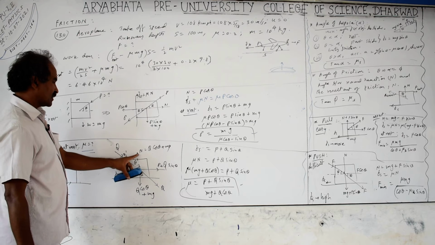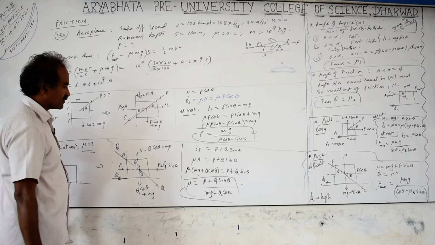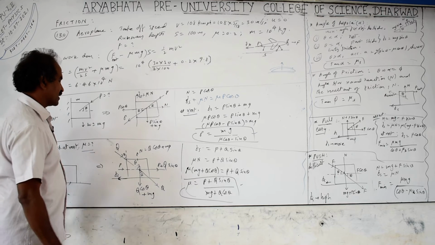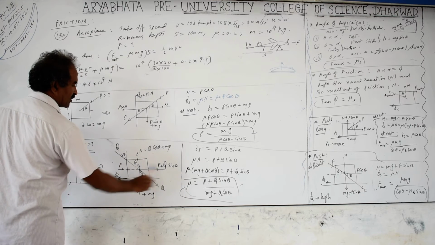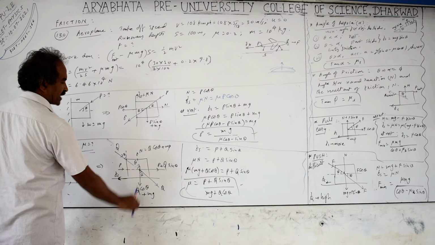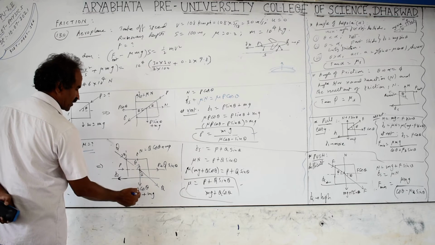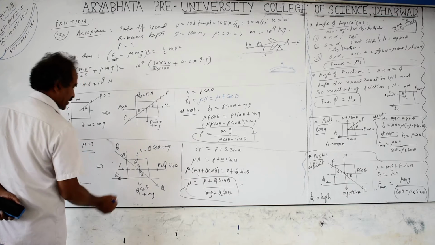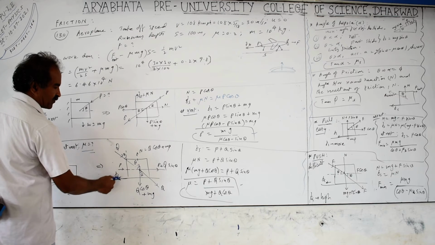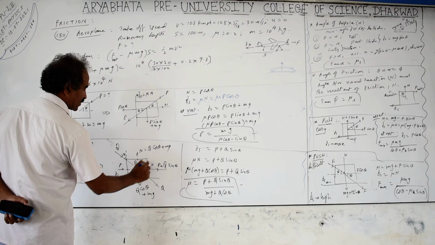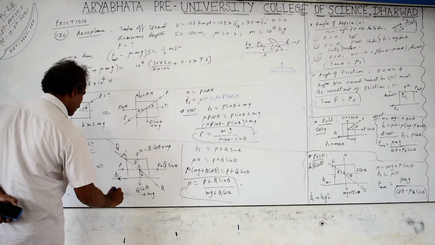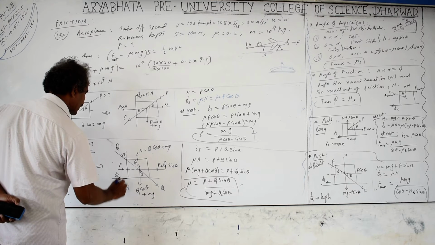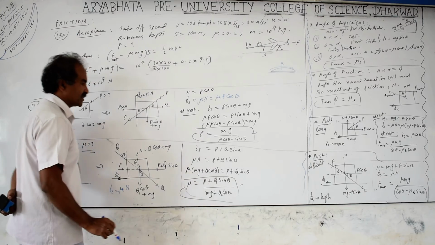Next, normal reaction: upward force equal to downward force, because it is not moving vertically and also not moving horizontally. Horizontal forces along the x axis are equal, and vertical forces along the y axis are also equal. So, N is equal to Q cos theta plus mg. And frictional force: left side force is equal to right side force, that means Fs equals P plus Q sin theta, but Fs is also equal to mu into normal reaction. Normal reaction is Q cos theta plus mg.